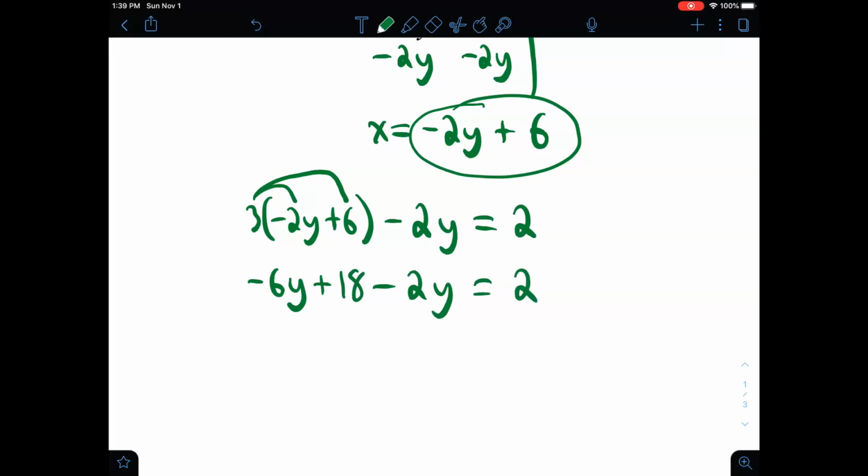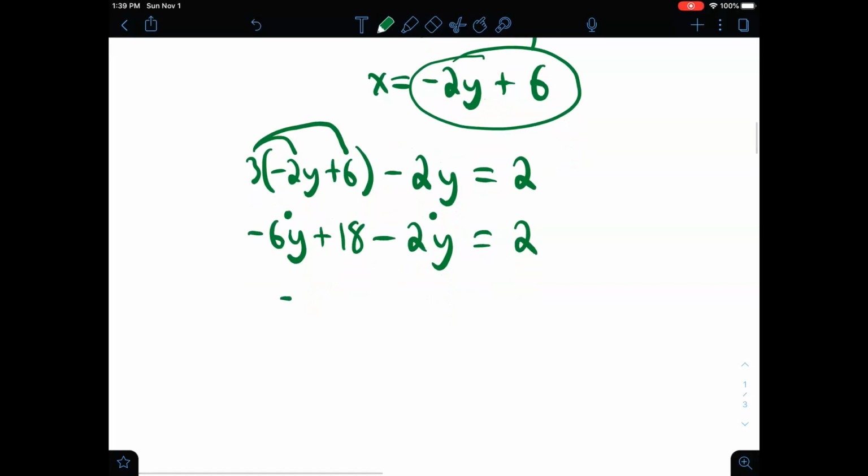Anything else to distribute? No. Any like terms? Yep, we got negative 6y and negative 2y, which, add those together, is negative 8y plus 18 equals 2. Any other like terms? Remember, like terms have to be on the same side of the equal sign. These are not like terms, and this one's by itself, so no other like terms.